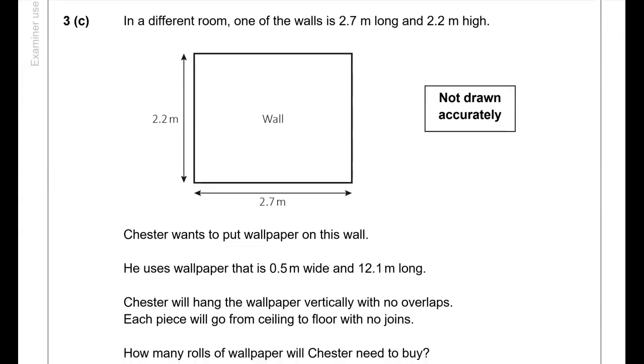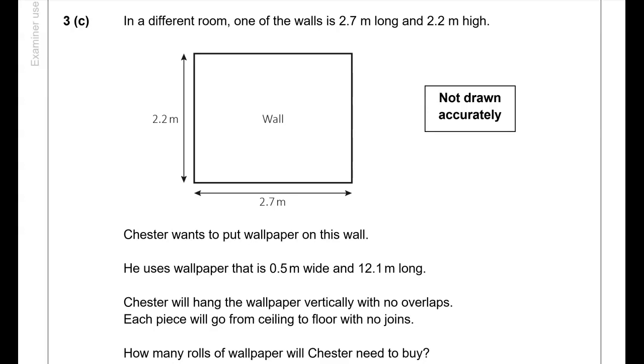In a different room, one of the walls is 2.7 meters long and 2.2 meters high. Chester wants to put wallpaper on this wall. He uses wallpaper that is 0.5 meters wide and 12.1 meters long. Chester will hang the wallpaper vertically with no overlaps. Each piece will go from ceiling to floor with no joins. How many rolls of wallpaper will Chester need to buy?